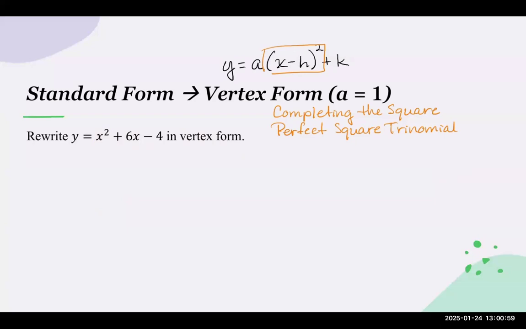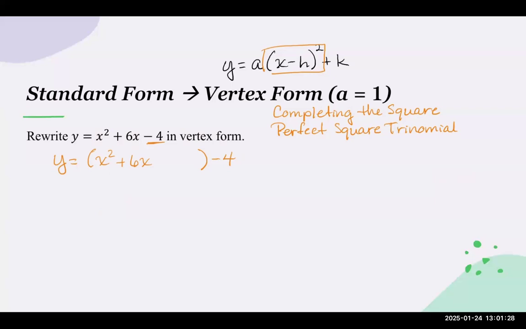Okay, so how do we do that? Well, we start by putting our x terms, x squared and 6x, inside of the parentheses, and we leave some space. And then this -4, we're going to put out here on the outside. So now let's just focus on what's inside of the parentheses.